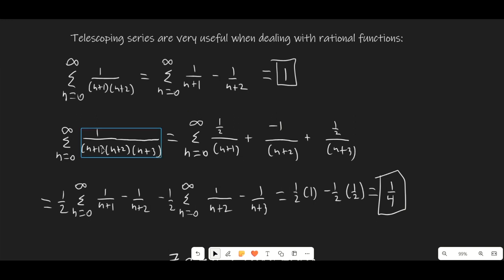And here, this is a little bit of a different story because we have 3 terms right here. But notice all we have to do is partial fractions. We get 1/2 over n plus 1 minus 1 over n plus 2 plus 1/2 over n plus 3. And we can actually split this into two different telescoping series. So 1/2 the sum from n equals 0 to infinity of 1 over n plus 1 minus 1 over n plus 2, minus 1/2 the sum from n equals 0 to infinity of 1 over n plus 2 minus 1 over n plus 3. And after evaluating both of these telescoping series, we get our answer to be 1/4.